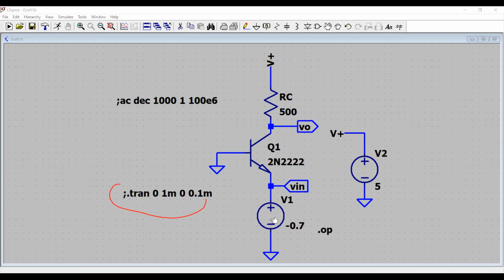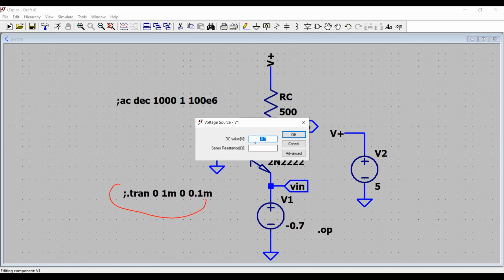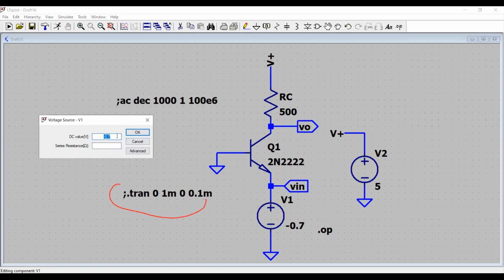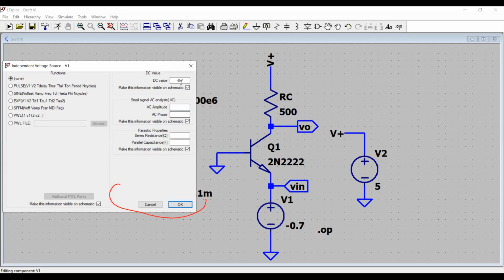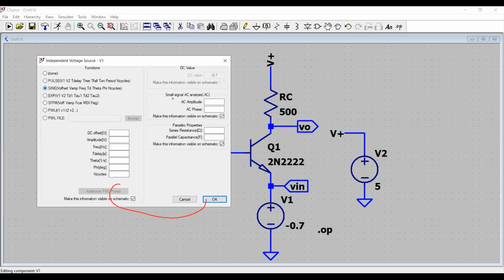I'll right click this and I see there is this DC value. Do I need to keep this DC voltage here? If I click advanced, do I need to keep this DC voltage? Because now I'm going to choose the sinusoidal, for example. So DC voltage is still there.